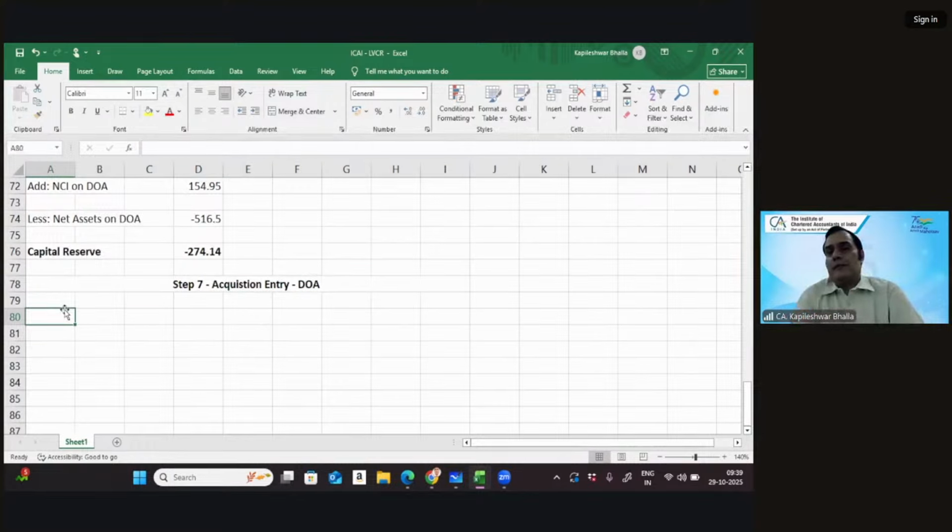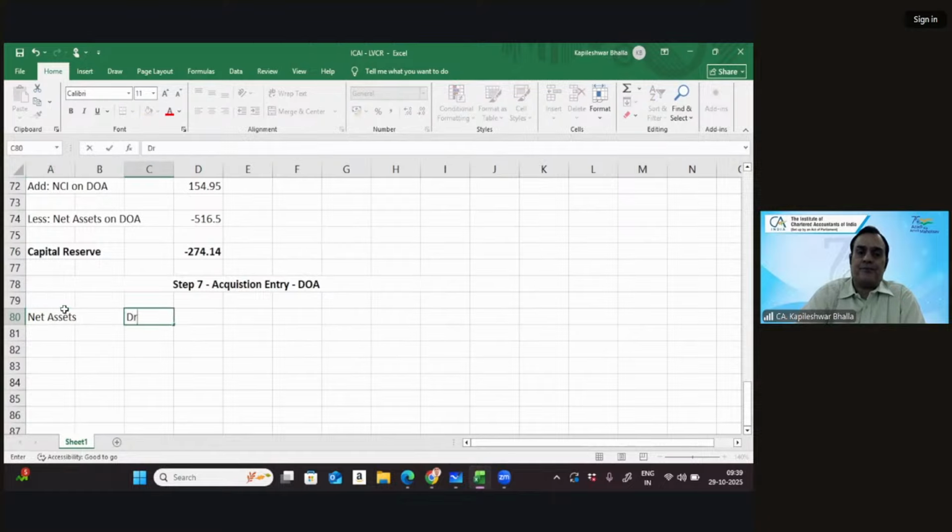So in this particular case, I'm not putting a detailed journal entry. I'm just going to put the entry in a condensed manner. For example, the net assets, the breakup is already there with you. So I'm just going to put the entry: net assets gets a debit, and the purchase consideration gets a credit. You're getting NCI that gets a credit, and we've already got a capital reserve that gets a credit.